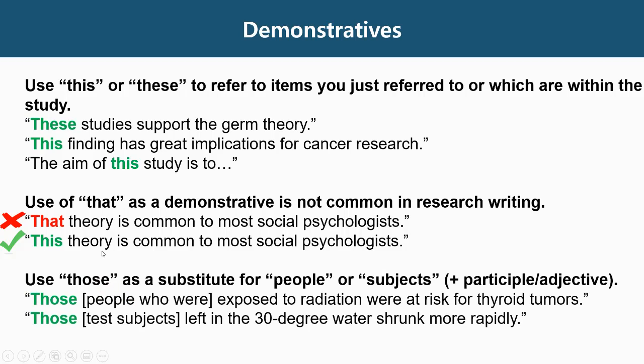And as for those, I like those because it's what we call a substantive or a nominative, I believe. Dig deep for my grammar. A nominal. So those can substitute for a noun. Can substitute for people or the subject. So for example, those exposed to radiation were at risk for thyroid tumors. You don't have to say those people who were exposed. You can just use it as a noun. Those exposed, if you add a participle or add an adjective. Those left in the 30-degree water shrunk more rapidly.